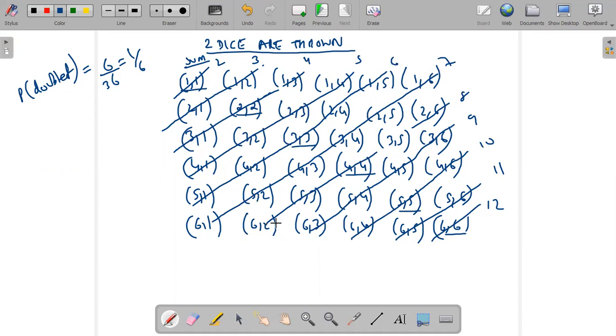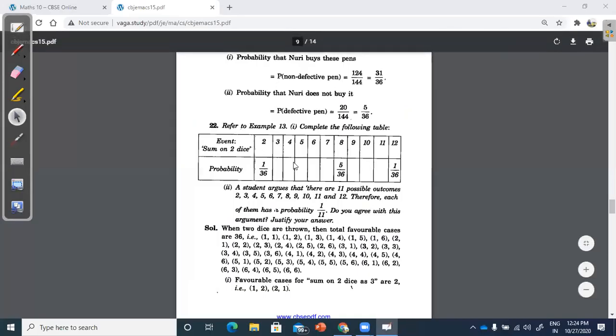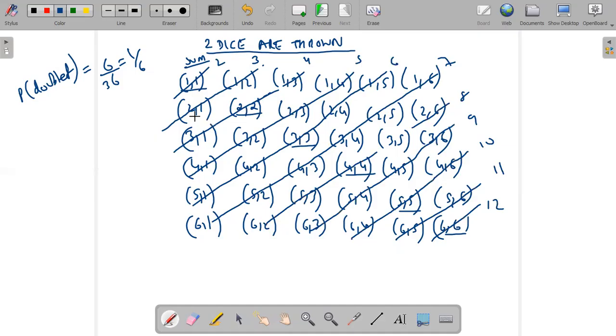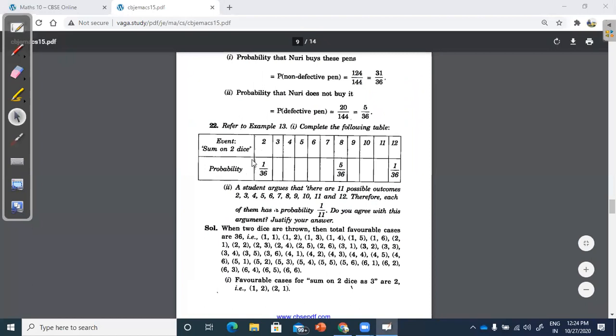What is the probability that you will get 8? You have to look into this. 1, 2, 3, 4, 5 cases where the total is 8, 5 out of 36. So using this diagonal relationship, I can easily fill this, right? So what is the probability of getting a total of 2? We saw total of 2 only one case, that is why they have written 1 upon 36.